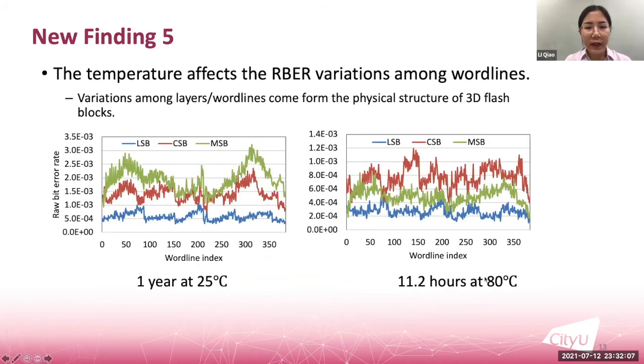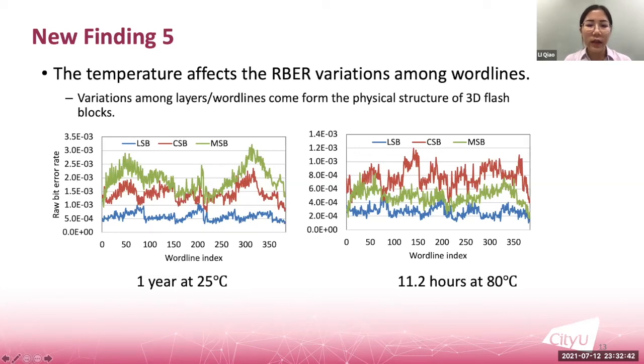Our last finding is that the temperature affects raw bit error rate variations among word lines. This is the raw bit error rate of different word lines inside the same flash block. This is the word line index in a flash block. The raw bit error rate of different word lines presents significant variations, which come from the physical structure of 3D flash blocks. Such variation has been reported by previous studies and considered constant.